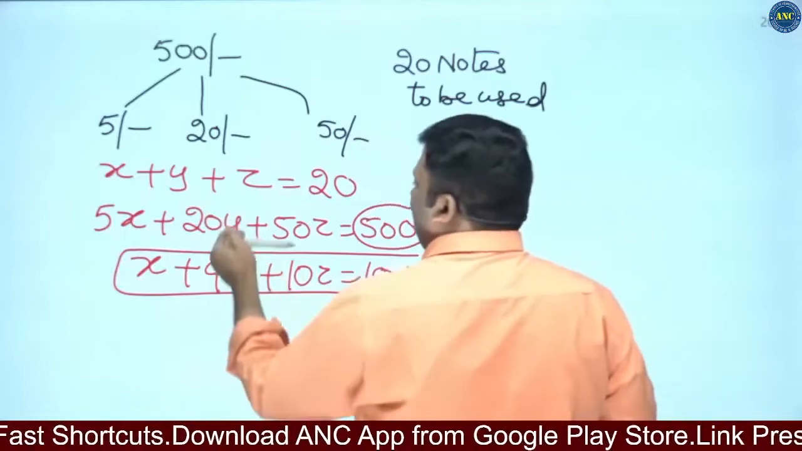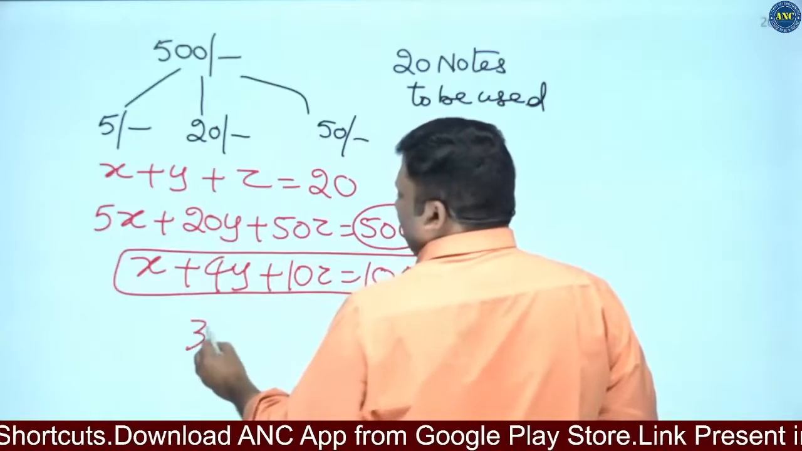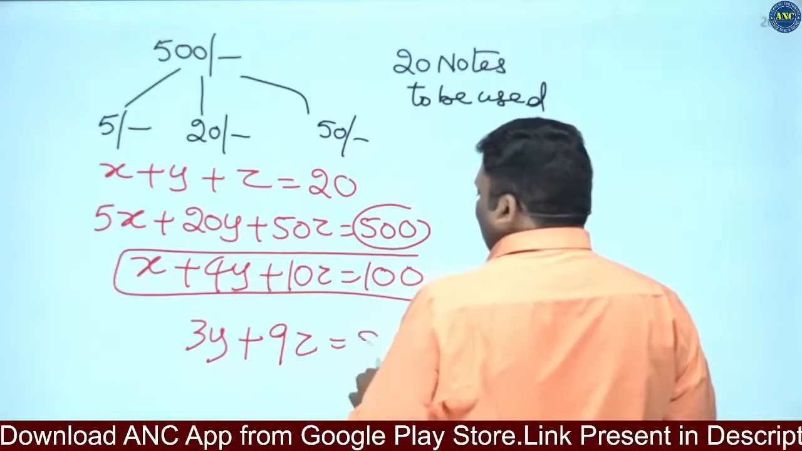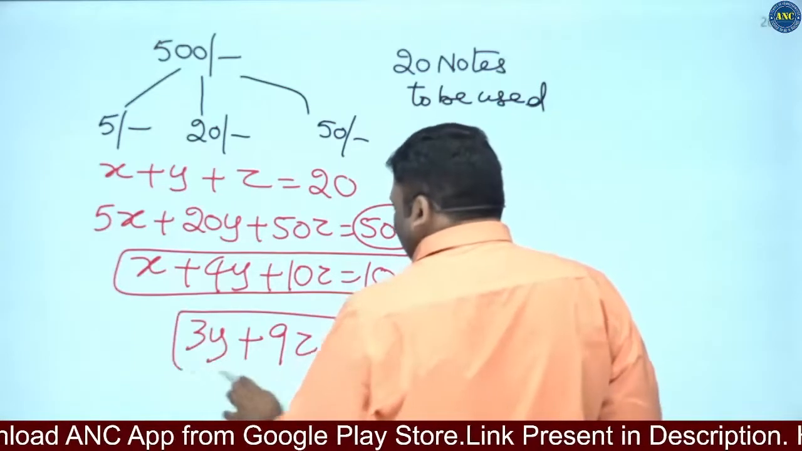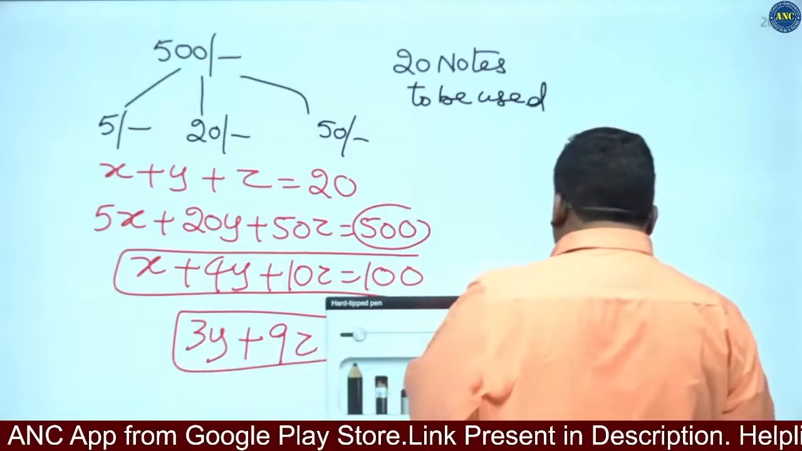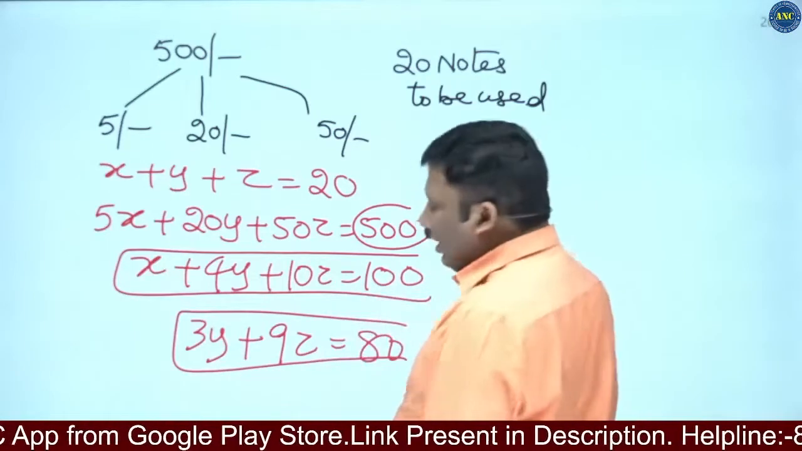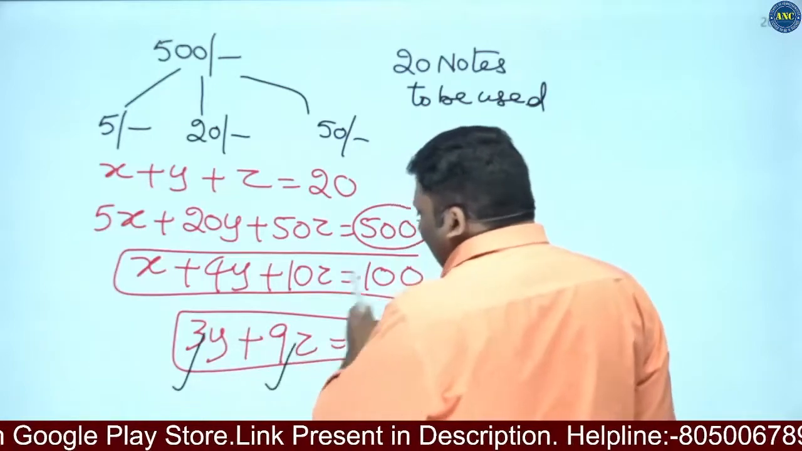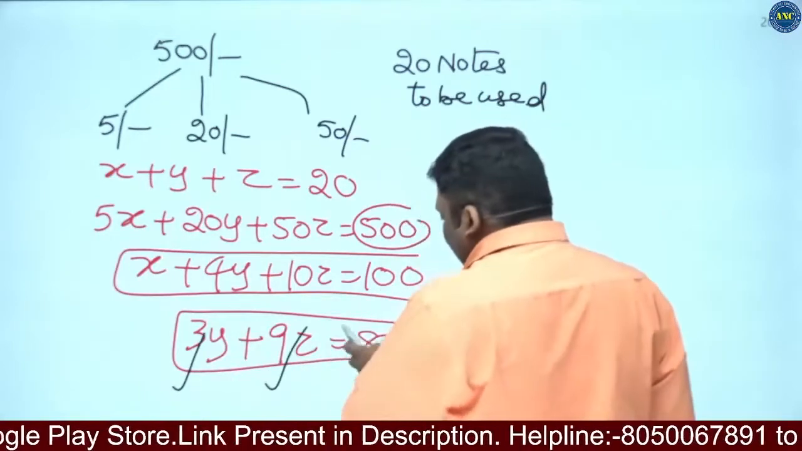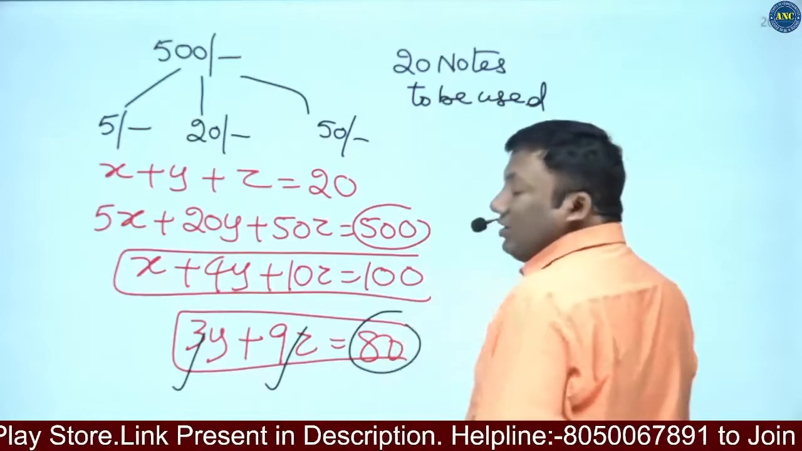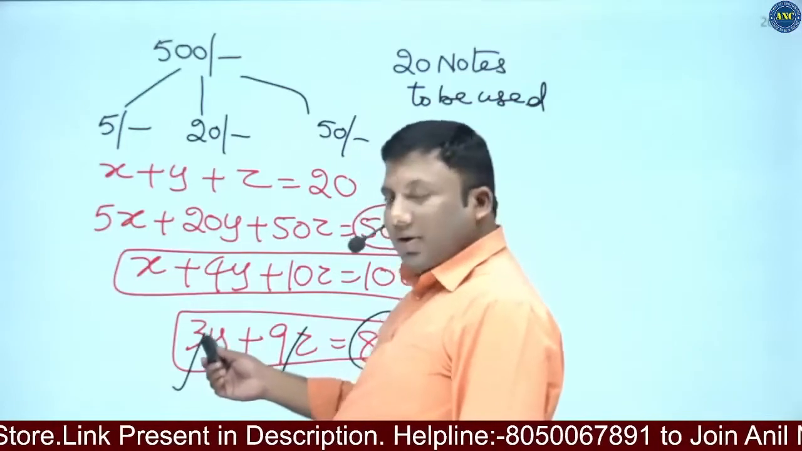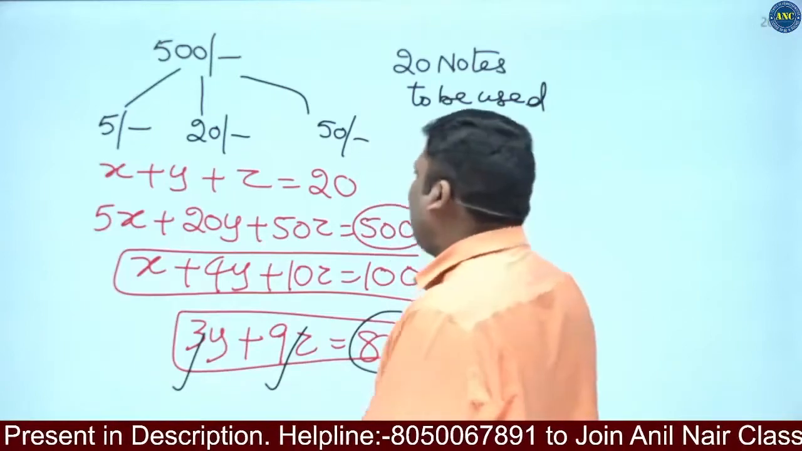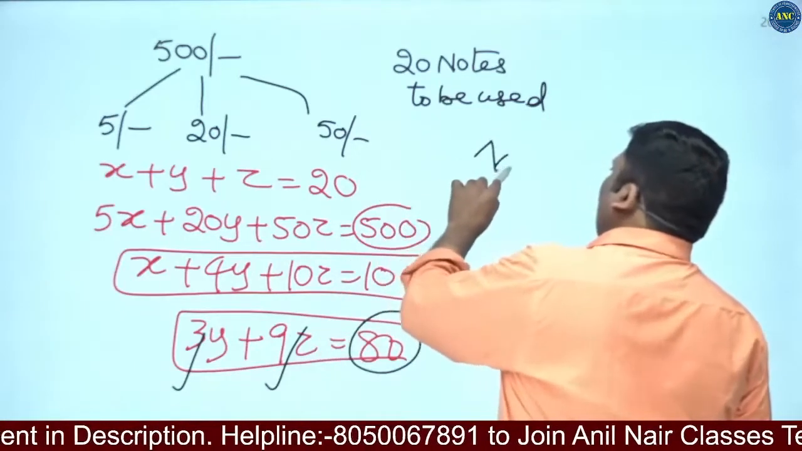So if I subtract, 4y minus y is 3y, 10z minus z is 9z, 100 minus 20 is 80. 3y plus 9z equals 80. 3y is divisible by 3. 9z is divisible by 3. Is 80 divisible by 3? No. The left side is divisible by 3, but the answer is not divisible by 3. So the answer is not possible.